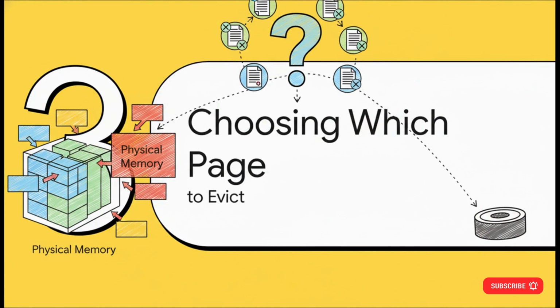Okay, so we've solved the problem of loading pages when we need them. But this creates a brand new problem, doesn't it? Eventually, physical memory is going to fill up. What happens then? We have to make a tough choice.